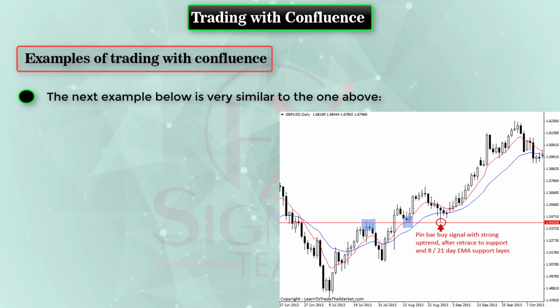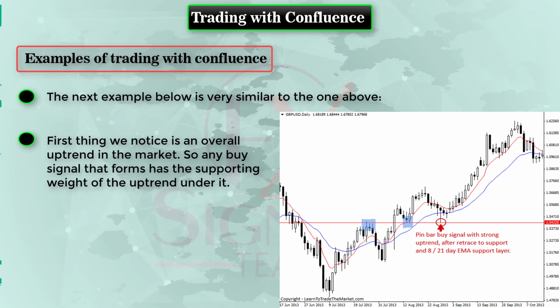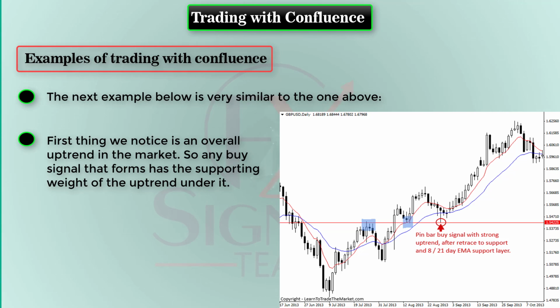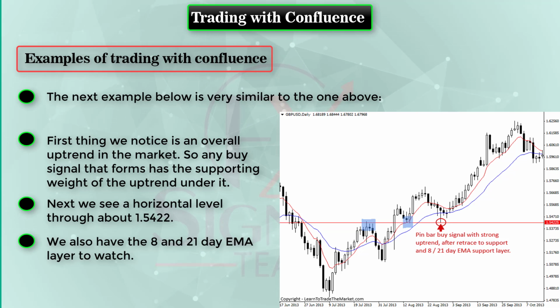The next example below is very similar to the one above. First thing we notice is an overall uptrend in the market. So any buy signal that forms has the supporting weight of the uptrend under it. Next we see a horizontal level through about 1.5422. We also have the 8 and 21-day EMA layer to watch.